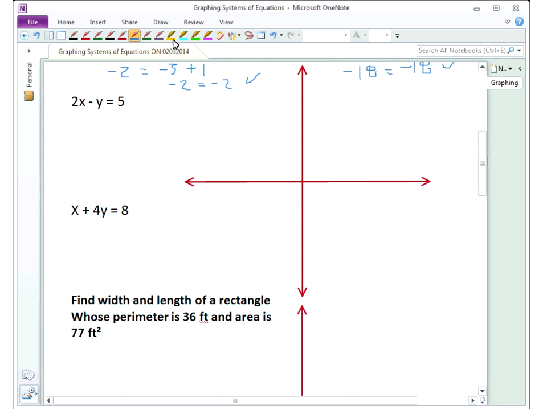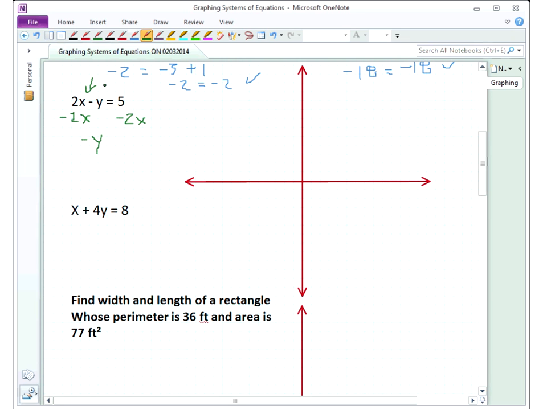So 2x minus y equals 5. And the reason I wanted to show this one is I see a lot of errors on a couple things isolating the y on these. But let's go ahead and get the y by itself. So we're going to subtract the 2x from each side.